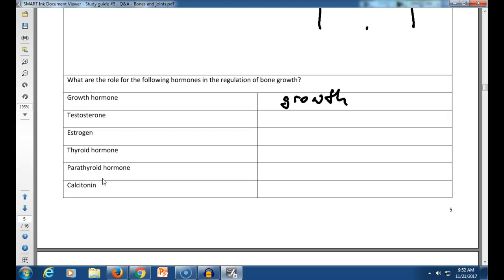When you sleep, it is produced. When you exercise, it is produced. So it's not because you're female or male, nothing about that. Testosterone. Growth spurt during puberty, right? Also, testosterone is responsible for the maintenance of the bone density as well as estrogen.